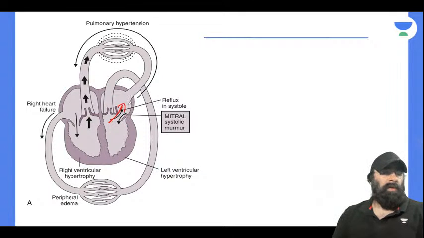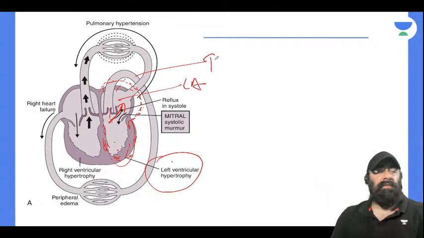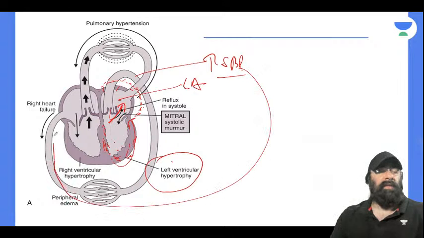Reflux in the systole. So this mitral valve in the systole will cause regurgitation, and this left atrium will get enlarged. Left ventricle will get hypertrophied because of the more fluid coming back here, and slowly with a hypertrophied left ventricle, more fluid will increase the systemic blood pressure, and this can in turn increase the venous return. This return will lead to right ventricular hypertrophy also.